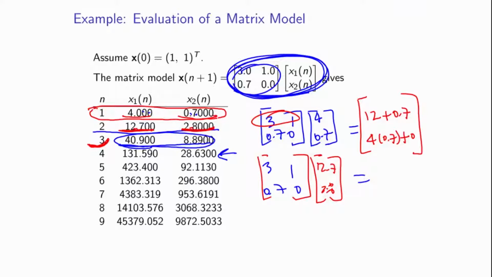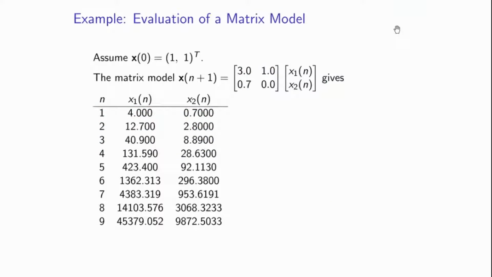Okay, so this is one way of displaying the values of x1 and x2 as we are iterating this matrix model. Okay, so this is our first example of a matrix model. But what can we observe here? Well, you can observe how these population sizes start very small. 1 is 1 times 10 to the 0, right? So the order of magnitude here is 10 to the 0.